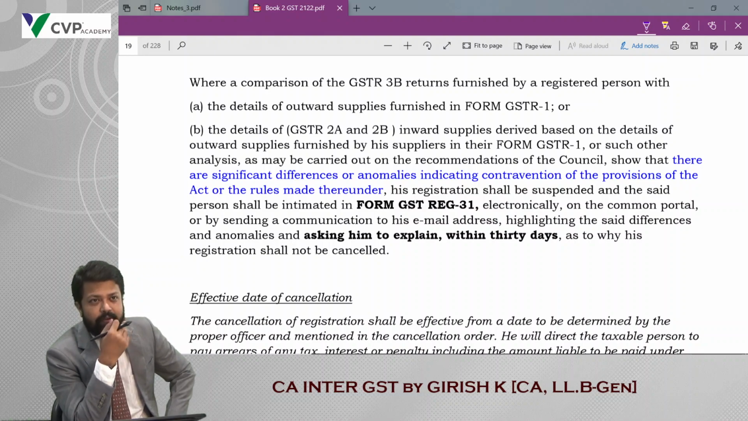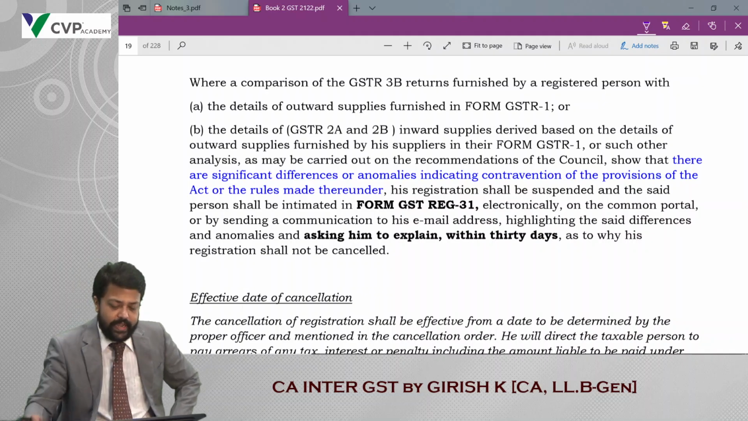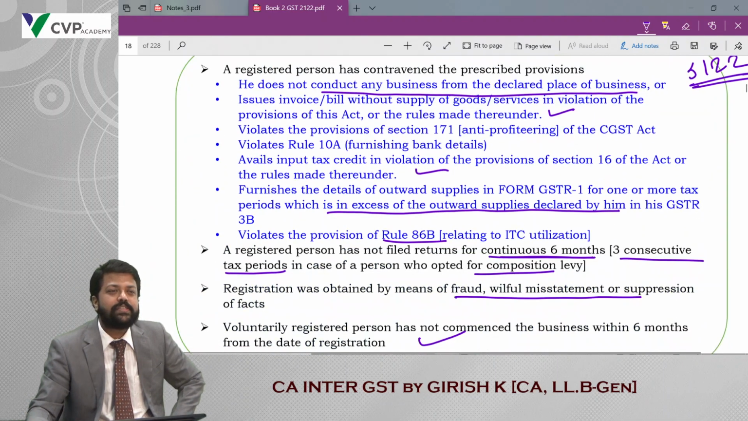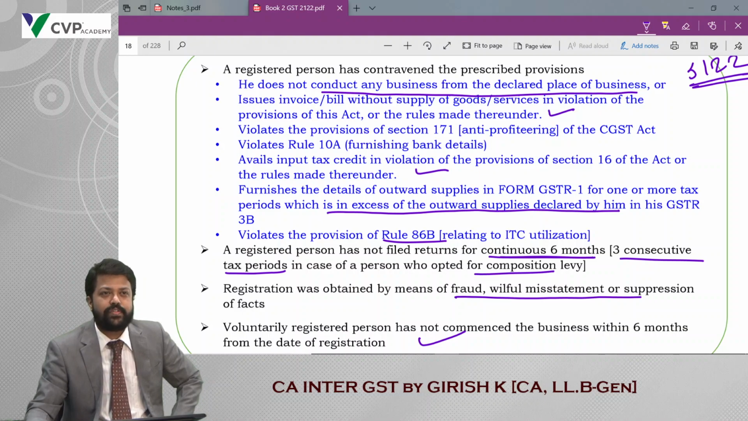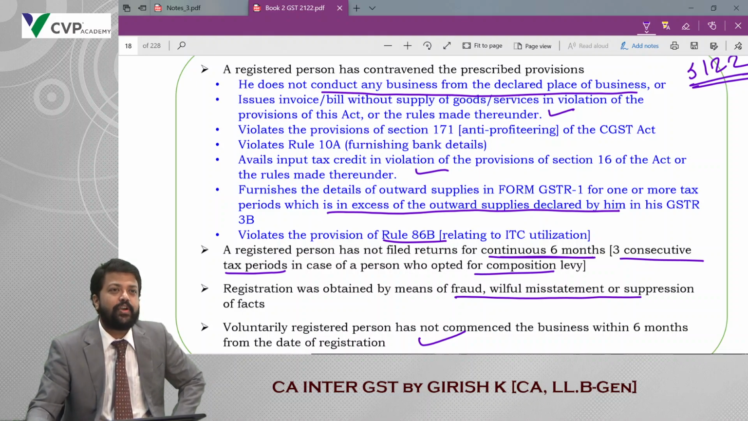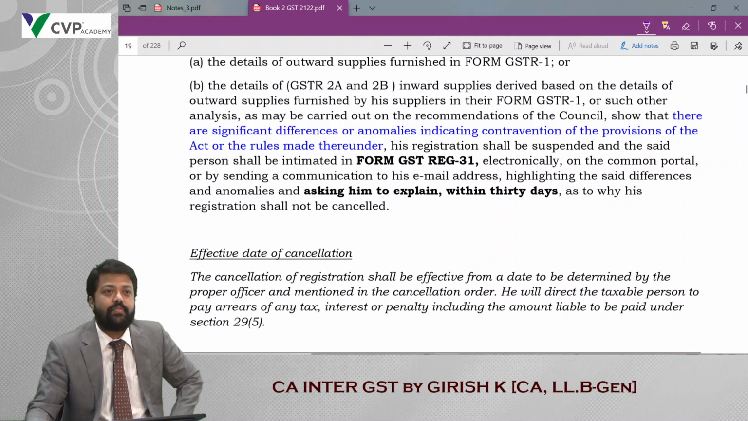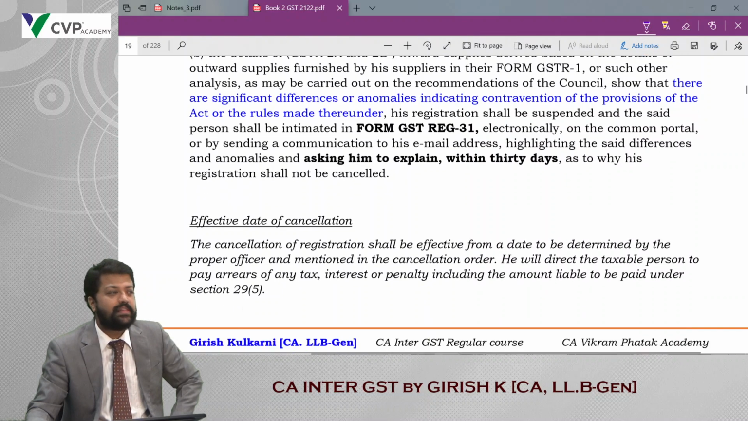So it is like a memo given by the authorities with 30 days' time to explain. If any of these reasons are happening, then based on these reasons the officer will suspend the registration and send an email communication to the registered email address of the taxpayer, along with updating such activity on the GST common portal, saying that the registration is suspended and asking why it should not be cancelled, within 30 days.